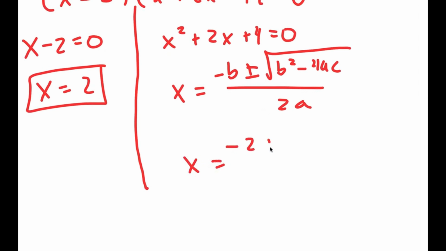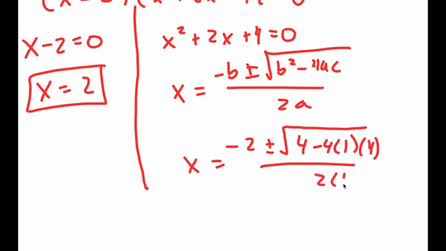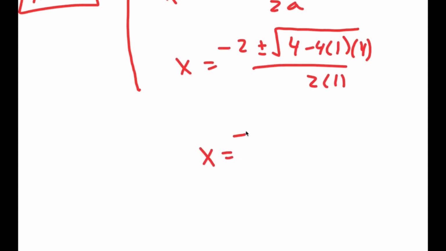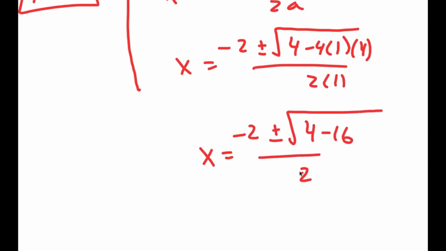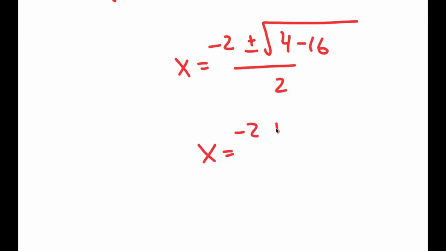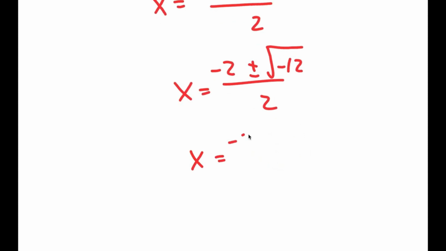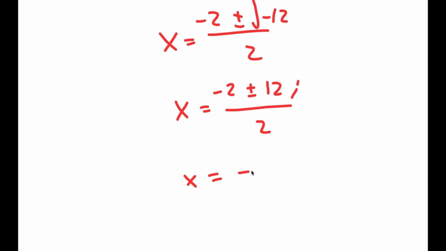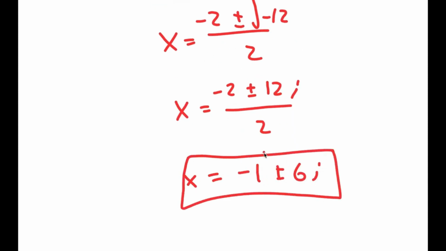So I get negative 2 plus or minus the square root of 2 squared, which is 4, minus 4 times a, which is 1, times c, which is 4, all over 2a, so 2 times 1. And this turns into negative 2 plus or minus the square root of 4 minus 16 over 2, which is equal to negative 2 plus or minus the square root of negative 12 over 2, which is equal to negative 2 plus or minus 2 root 3 i over 2, which is equal to negative 1 plus or minus root 3 i. So these are the two more solutions to this equation.